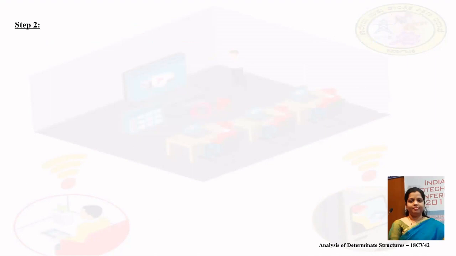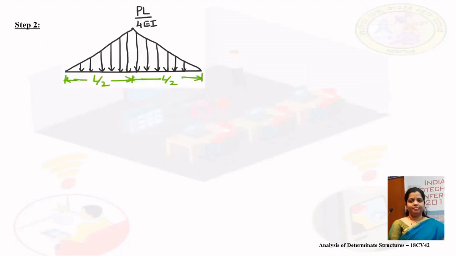Step 2 is to draw M by EI diagram. Since the bending moment is in the hogging direction, the load will be acting downwards. This is the M by EI diagram. That is, M is PL by 4 divided by flexural rigidity, that is EI.